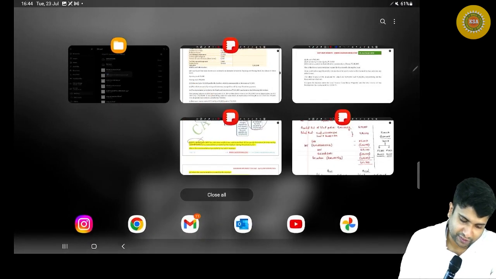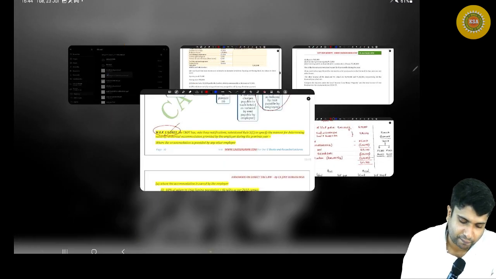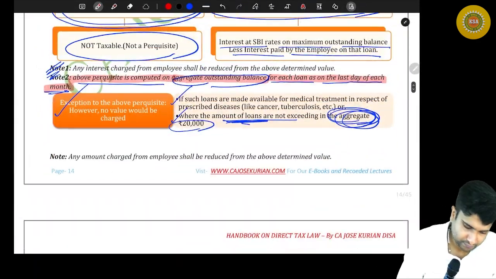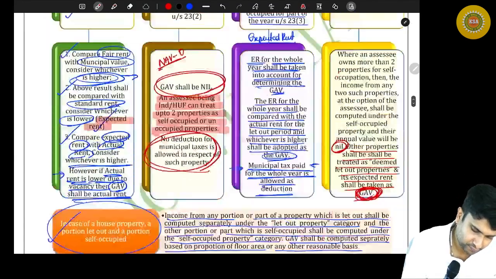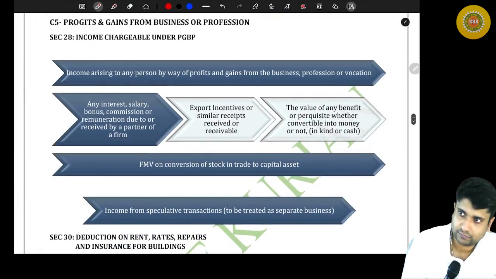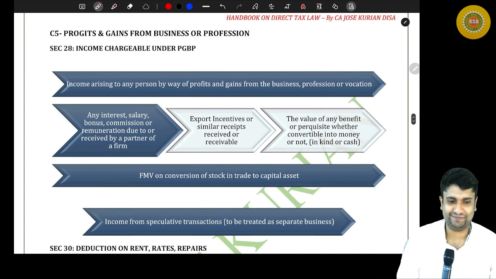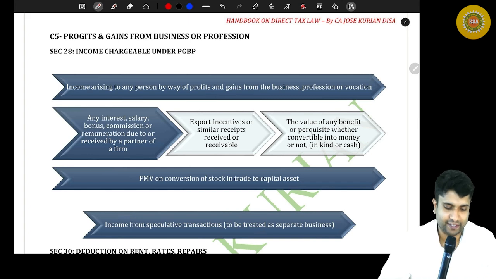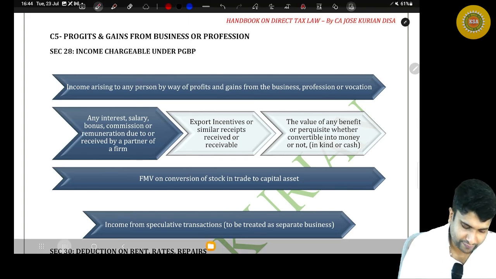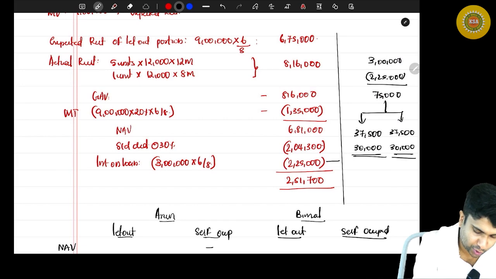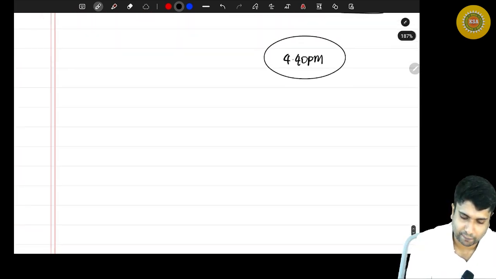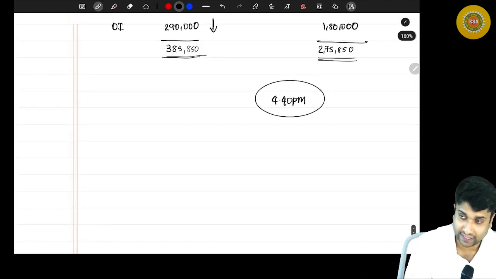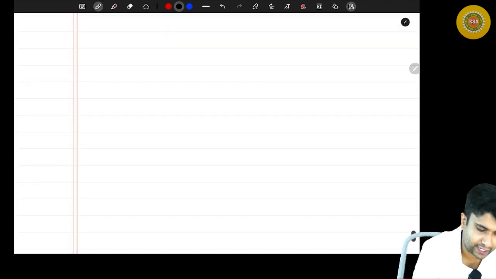Let's start our revision with PGBP, the most important things under PGBP. So we'll start with PGBP right now. Friends, listen. Whenever we are discussing PGBP, the first thing that you should know is how to compute an income under PGBP. So we will start with the computational format in PGBP. Please listen, how to compute an income under PGBP.